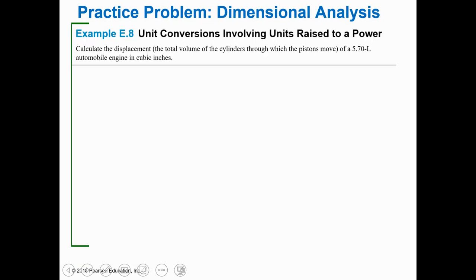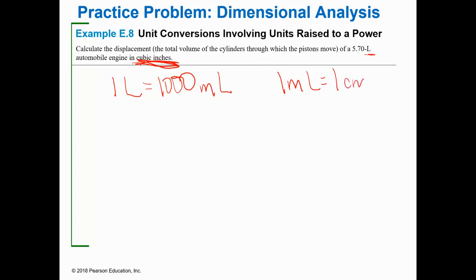Okay, so now we're looking at displacement and we're getting units raised to a power. So I've got liters and I've got cubic inches. Okay, so I still start with my given. Well, let's do this. Sorry. Let me write the conversion factors down. A liter is equal to 1,000 milliliters. And remember that 1 milliliter is equal to 1 centimeter cubed, and 2.54 centimeters is equal to 1 inch.